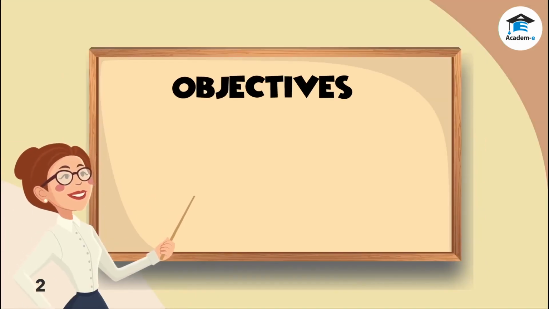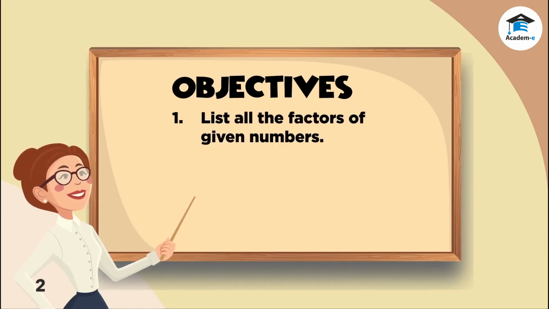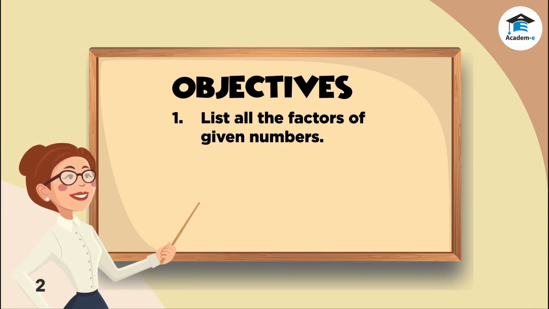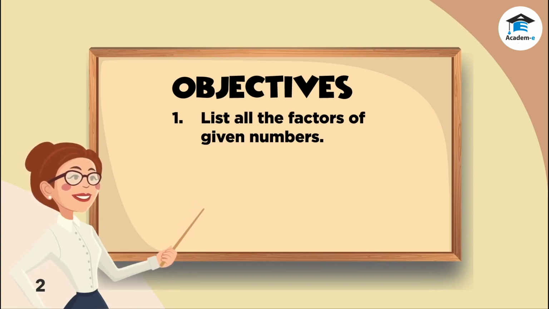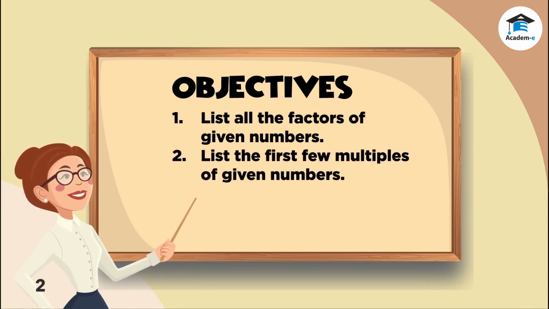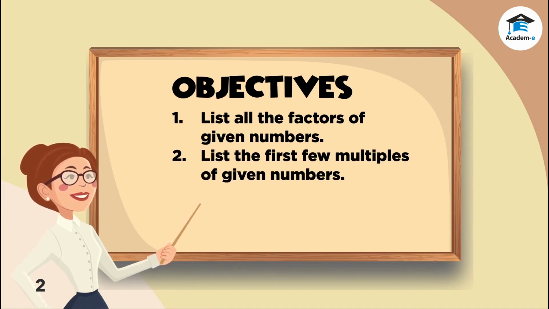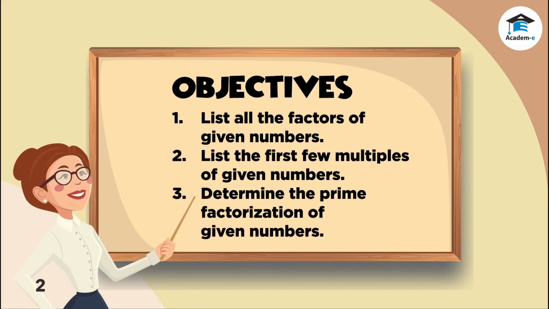Objectives. At the end of the lesson, you should be able to: 1. List all the factors of given numbers. 2. List the first few multiples of given numbers. 3. Determine the prime factorization of given numbers.